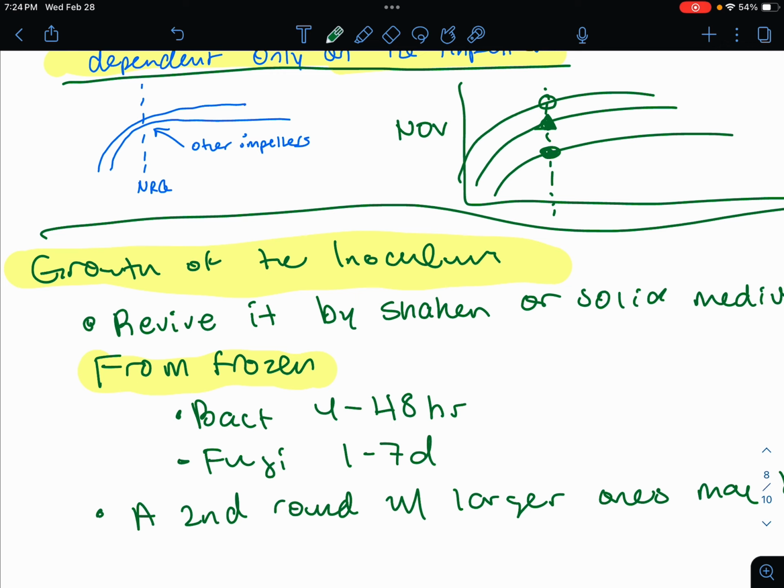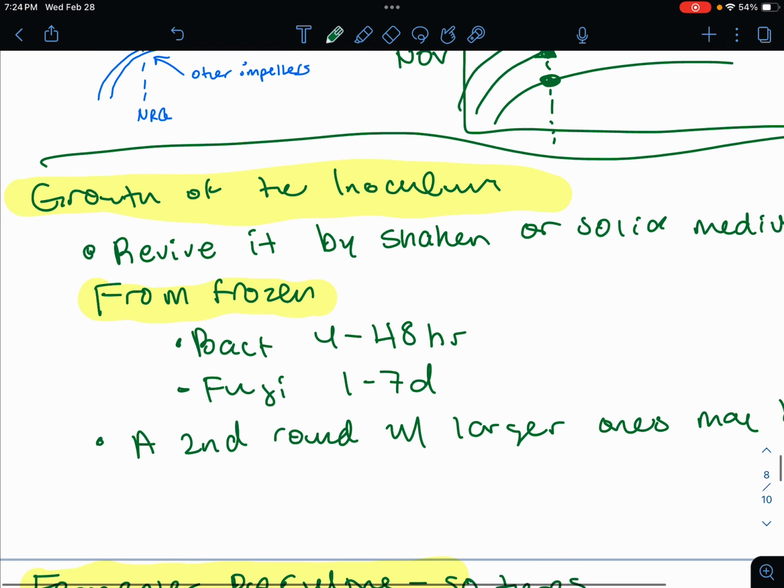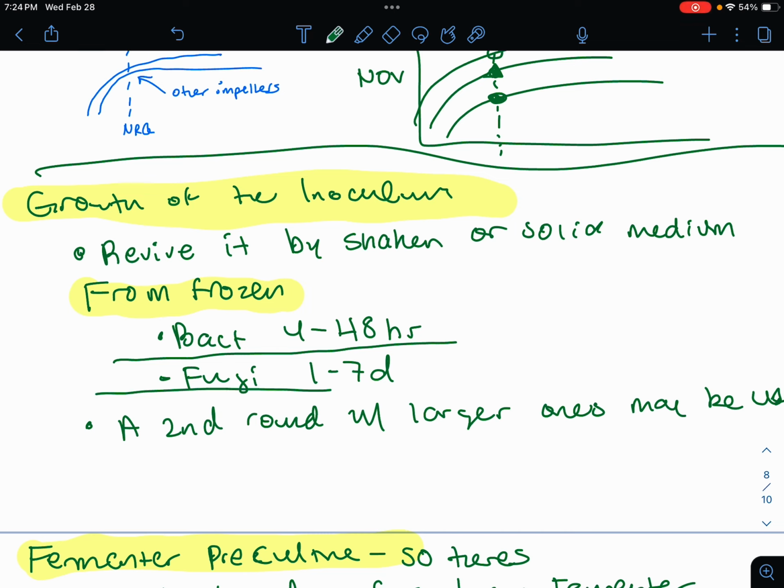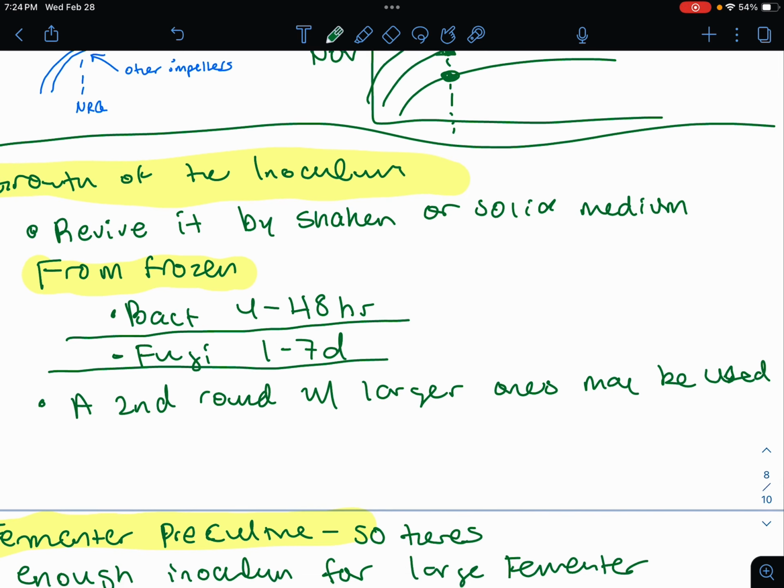The fermentation process now. So let's talk about growth of the inoculum. We're going to have to revive the culture by shaking in a liquid medium or in a solid medium. From frozen, we're looking at bacteria taking 4 to 48 hours, and fungi taking 1 to 7 days. To obtain enough inoculum for small fermenters, you're going to need a second round with more flasks or larger flasks. So you need to make sure you have enough inoculum for the fermenter.